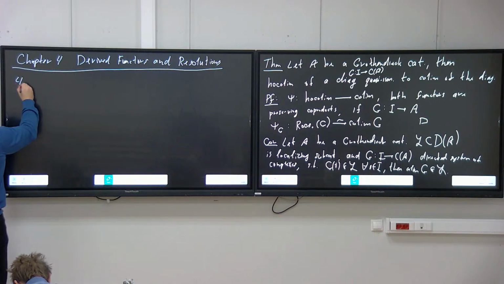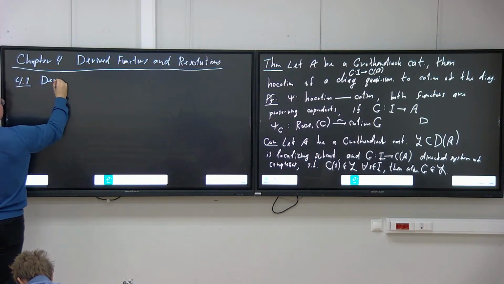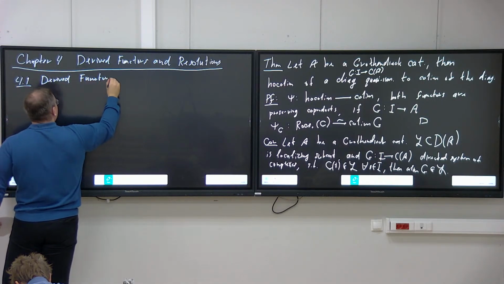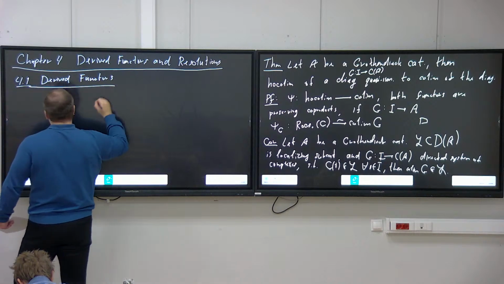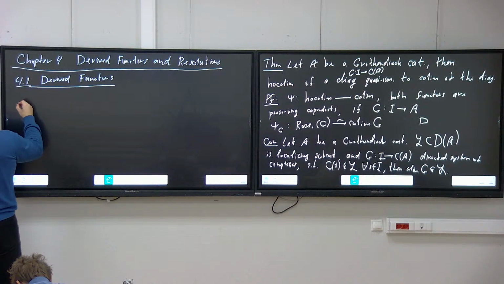So section 1 of this chapter is a formal discussion of derived functors. You might already know what derived functors are in a more naive sense. When you take resolutions, you take partial derived functors. Here I want to develop a general theory of derived functors in triangulated categories, not just for derived categories. So essentially I'm going to solve the problem: given a triangulated category and a functor, what is its derived functor? Let me formulate this as a definition.